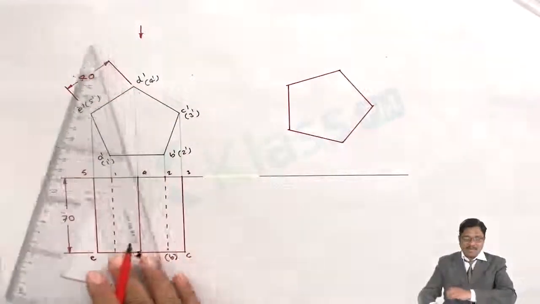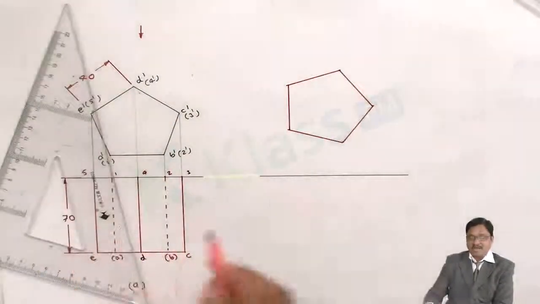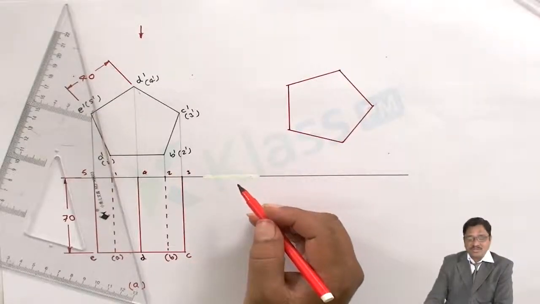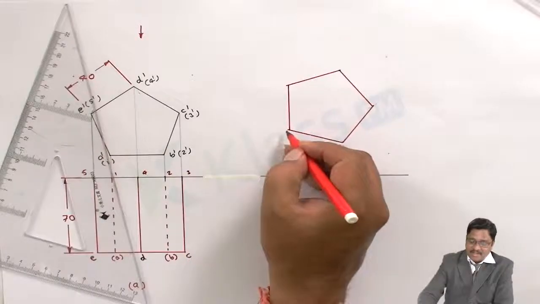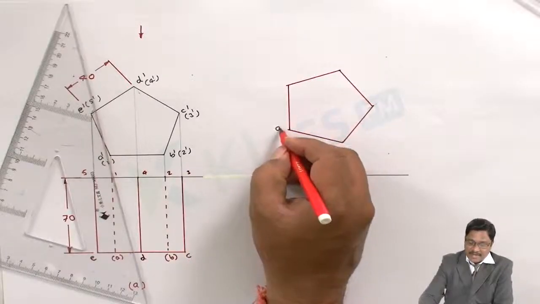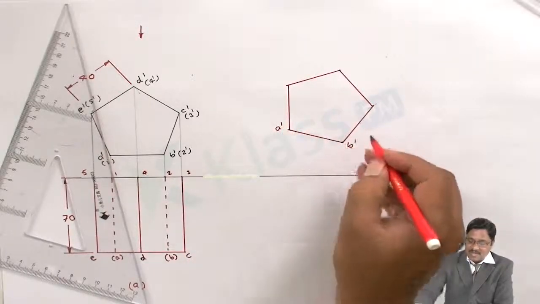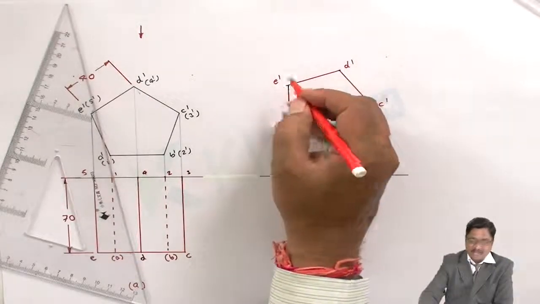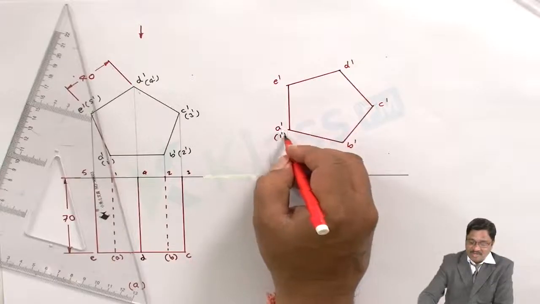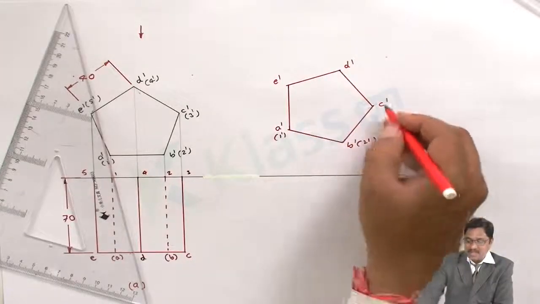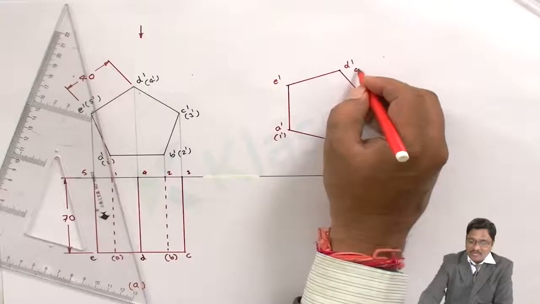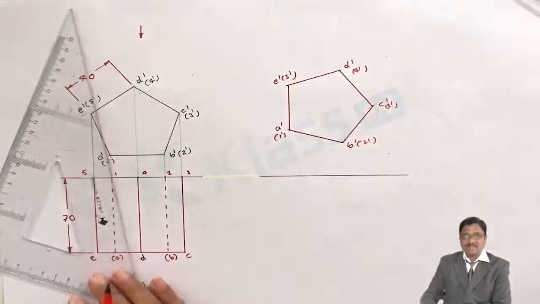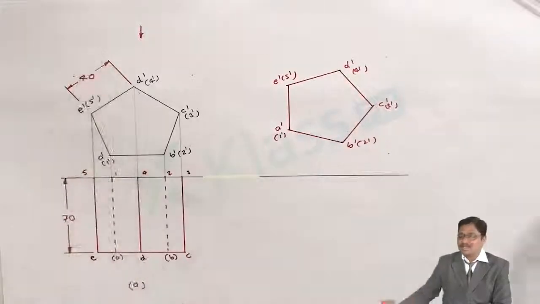After that, how many corners are to be identified? 5 on the bottom, 5 on the top, together a total of 10. So the 10 corners you can identify. Since it's the front view, I have to label them as A dash, B dash, C dash, D dash, and E dash. The hidden points behind are 1 dash, 2 dash, 3 dash, 4 dash, and 5 dash. Once I complete this, I have to proceed to the other respective view.